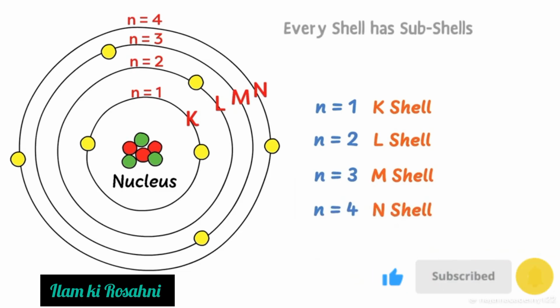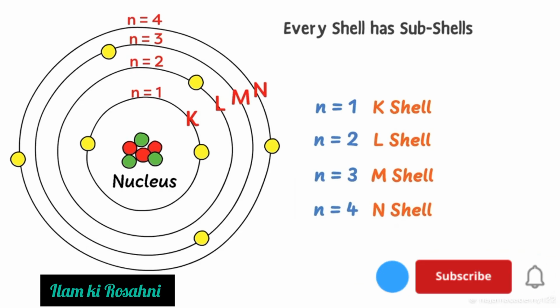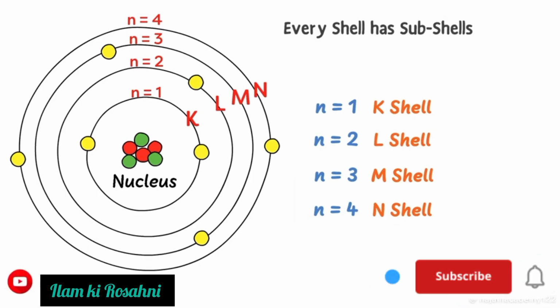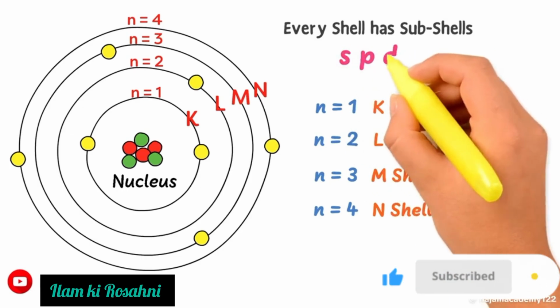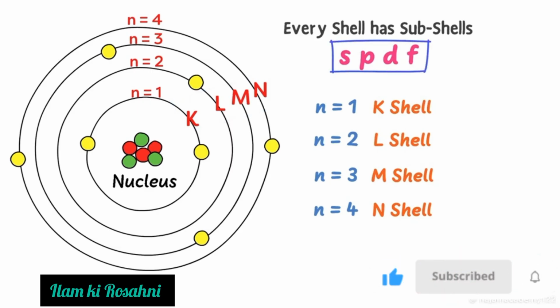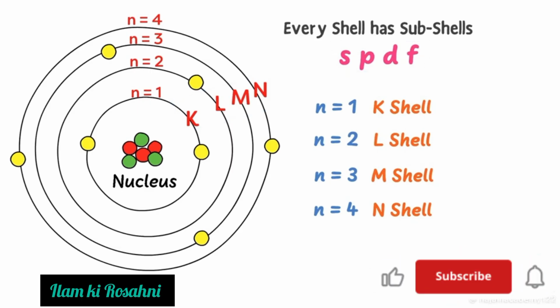Secondly, every shell is divided into subshells or sub-energy levels. Subshells are denoted by S, P, D and F. So K, L, M and N are main shells, while S, P, D, F are subshells within main shells.